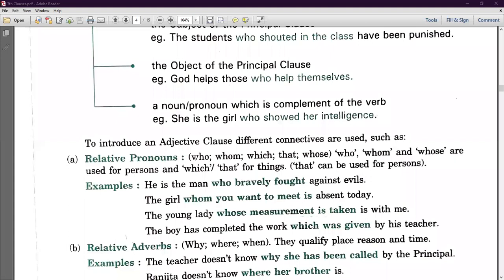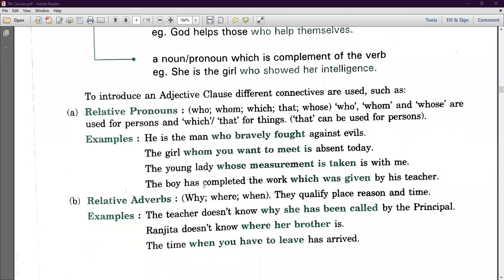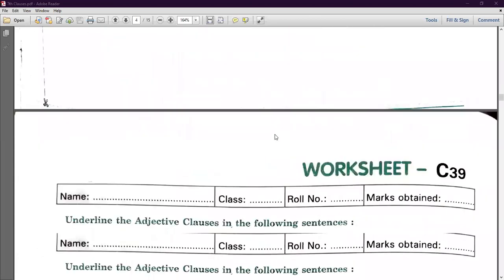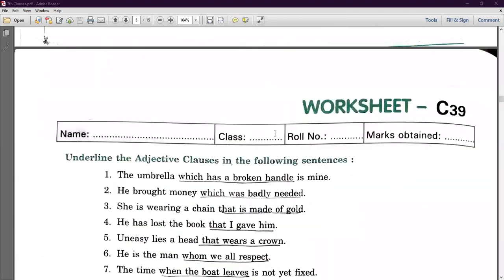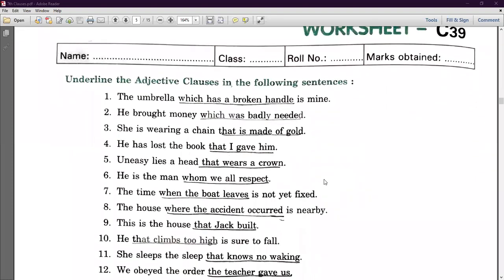So we have talked about the relative pronouns and relative adverbs. Let us begin with the exercise. You have to underline the adjective clauses in the following sentences. The umbrella which has a broken handle is mine. Underline "which has a broken handle". Please keep a pencil handy so that you can use it whenever required.